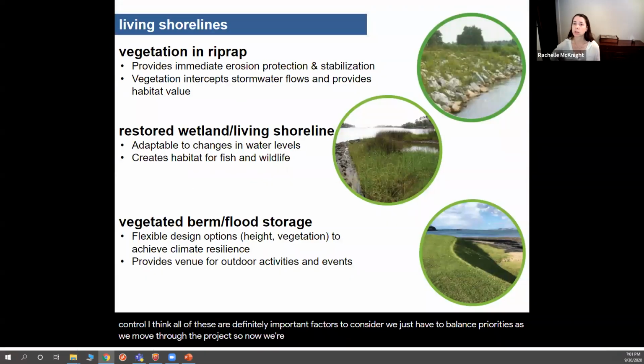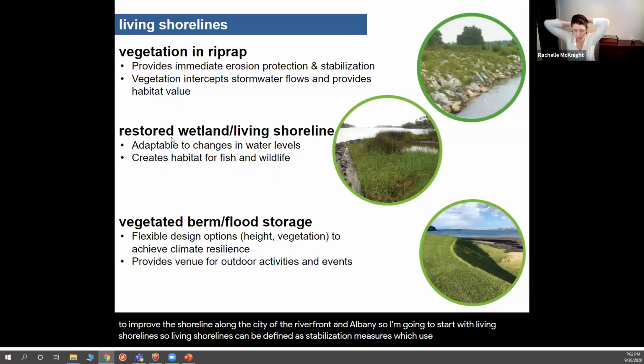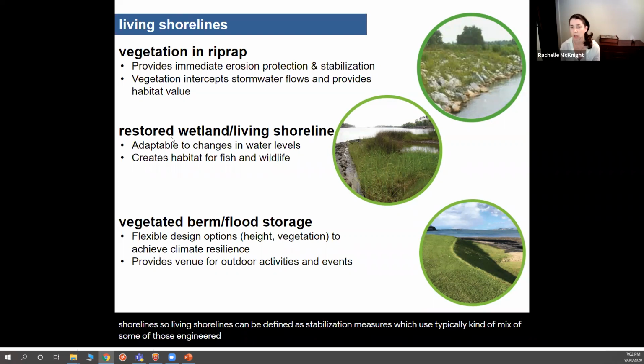Okay, so now we're going to start to talk a little bit about some of what we can do to improve the shoreline along the city of the riverfront in Albany. So we're going to start with living shorelines. So living shorelines can be defined as stabilization measures, which use typically a mix of some of those engineered measures, but then also provide enhanced opportunity for habitat restoration, vegetation establishment, increased buffer.